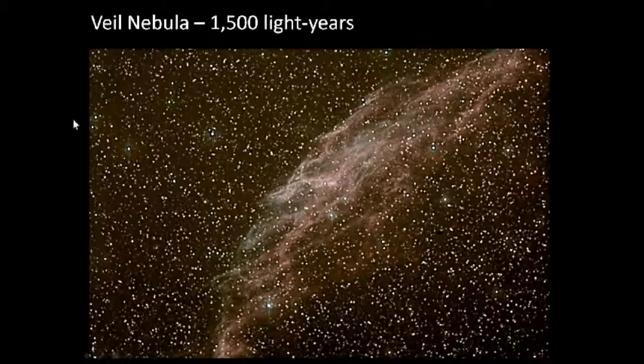So now we go on to something completely different. This actually is only a part of the Veil Nebula. It's one of those things that if our eyes were more sensitive, the night sky would actually be a riot of interesting nebulae and colours and clouds, but unfortunately our eyes aren't sensitive enough to see this structure, which if it were visible would be something like 10 times the width of the full moon.